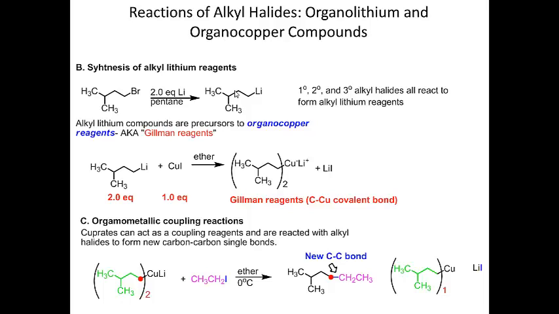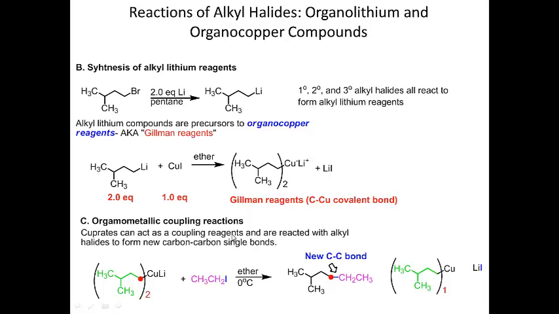So alkyl lithium compounds, why do I need to make them? Because they're precursors to Gilman reagents or organocopper compounds. So if I take 2 equivalents of an alkyl lithium, that means 2 moles of alkyl lithium, and I stir that with 1 mole of copper iodide, what I get is called a Gilman reagent or a cuprate, where now I have this carbon that was bonded to lithium now bonded to copper. So in this particular organometallic, I have a carbon copper covalent bond. This is an excellent nucleophile. It reacts with just about anything. It's a very good nucleophile.